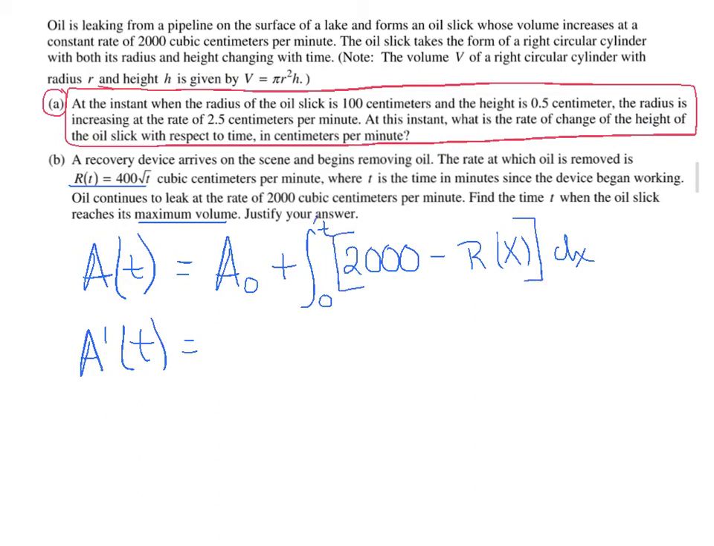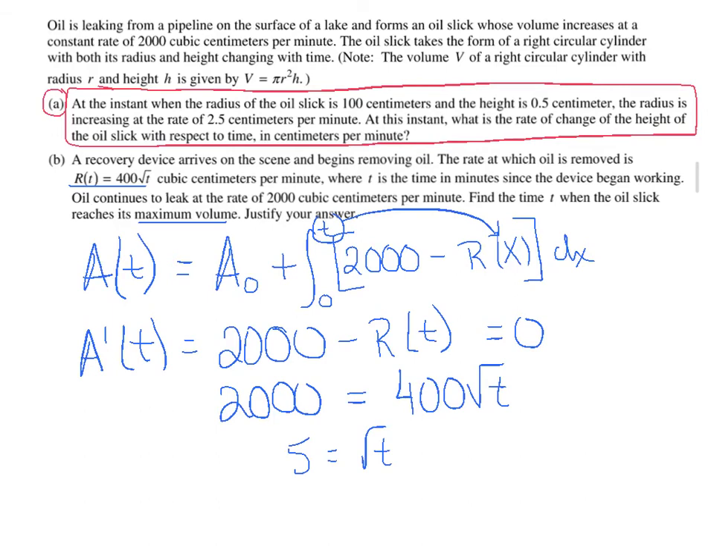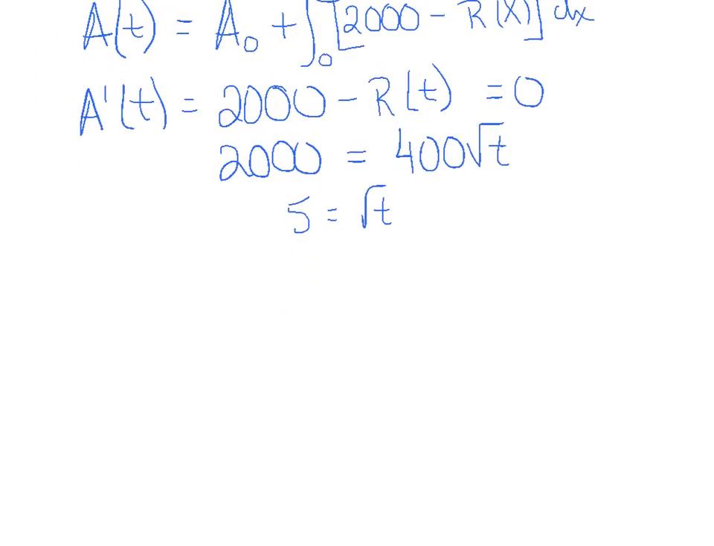And I'm going to substitute this t in for the x, and I've got the derivative is equal to 2,000 minus r of t, which of course is 400 radical t. We're going to set that bar equal to 0. So I've got 2,000 equals 400 radical t. Divide the 400 over, square both sides. And we've got 25 equals t as our critical point.